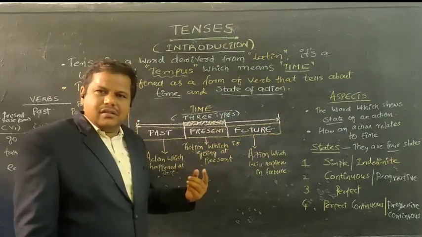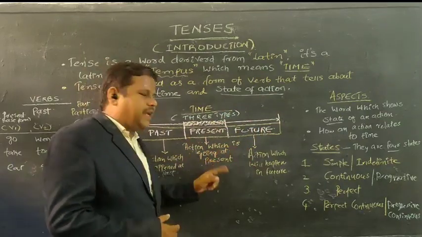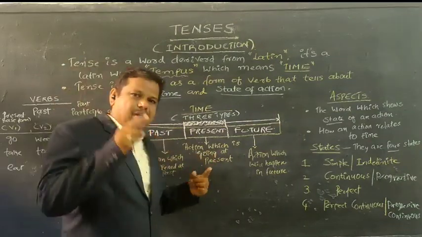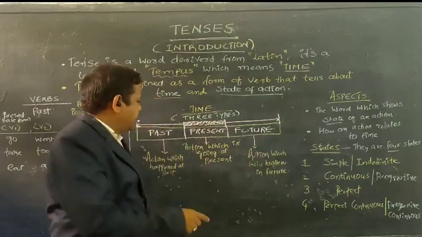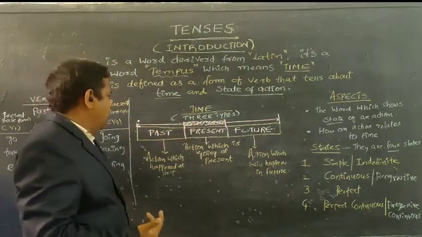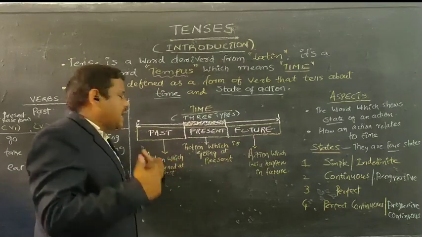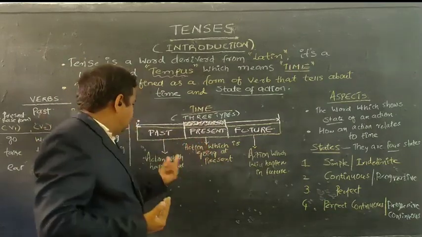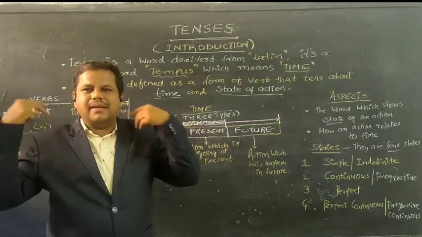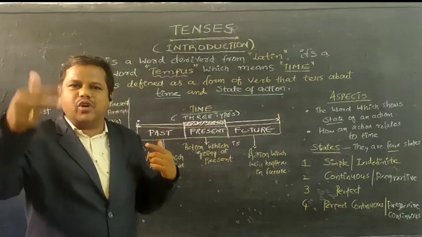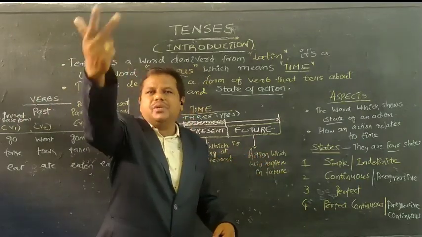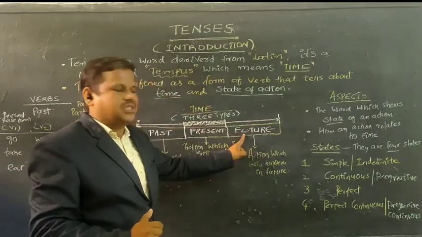Present tense is the action which is going on at present. If the actions are going on at present, those types of statements or sentences are called present tense. We'll see a few examples now. Next, what are called past tense sentences? Past tense is the actions which happened in the past. The actions which happened in the past are called what? Past tense. The actions which will happen in future are called future tense.